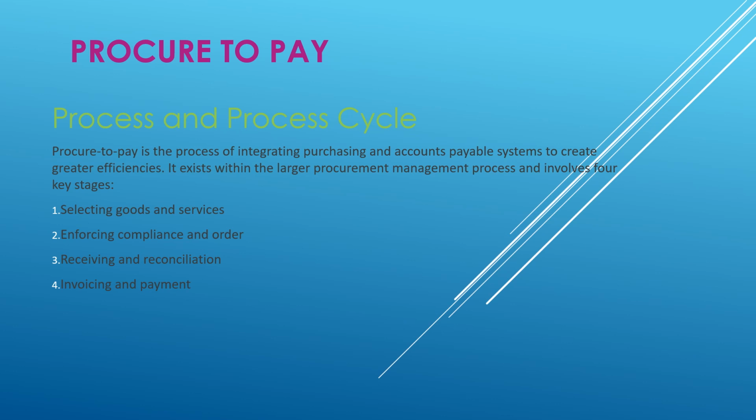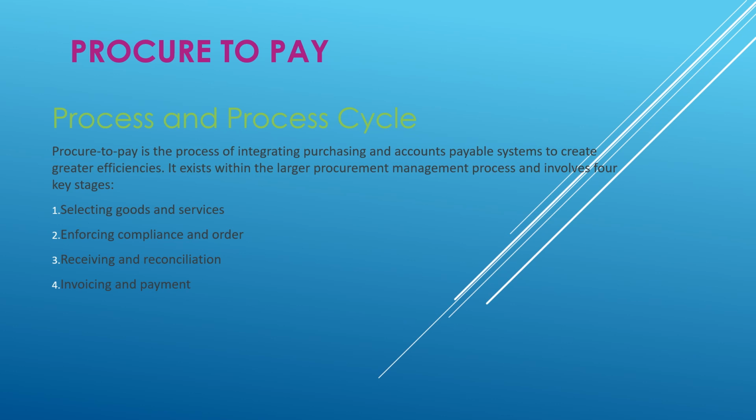Today we are going to see about the procure to pay process and process cycle. Procure to pay is the process of integrating purchasing and accounts payable to create greater efficiencies. It exists within the larger procurement management process and involves four key stages: selecting goods and services, enforcing compliance and order, receiving and reconciliation, invoicing and payment.